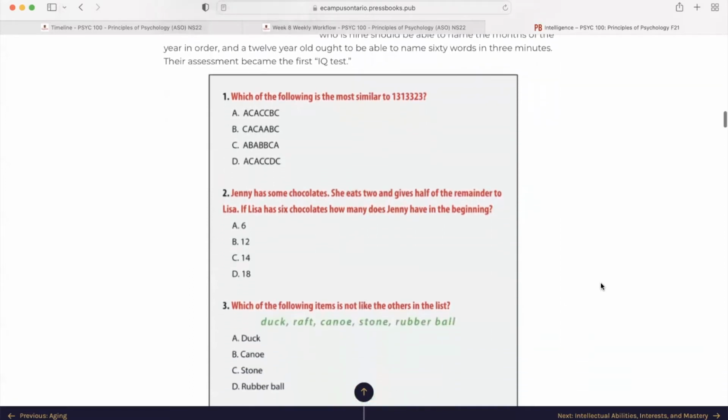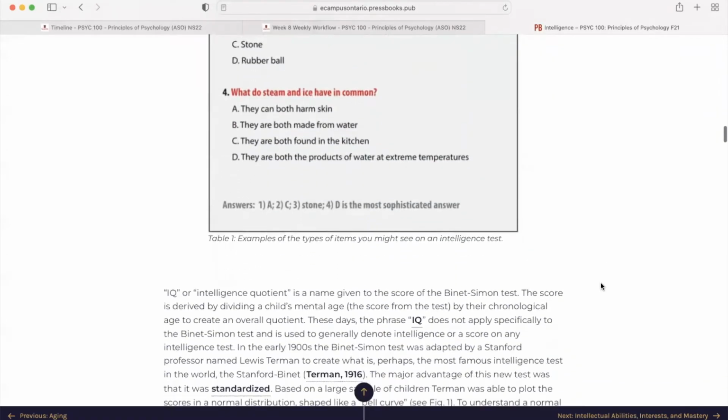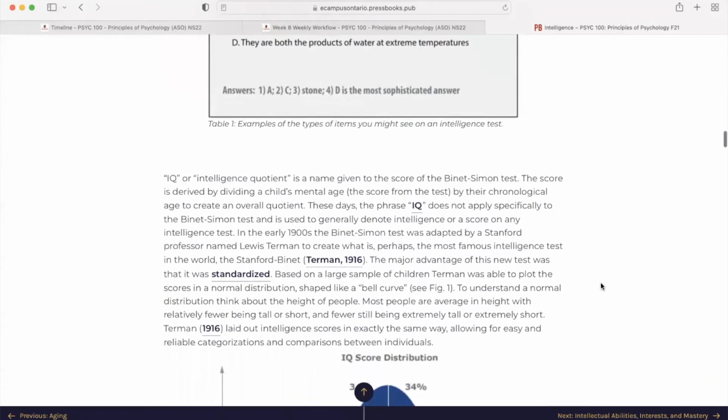And if you're watching this on YouTube, they give you an example. So it's really quite fascinating, but an example of what you might see on an intelligence test.